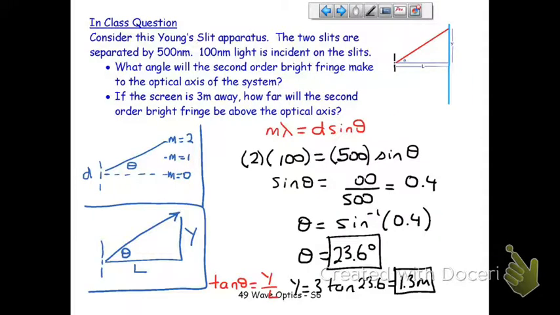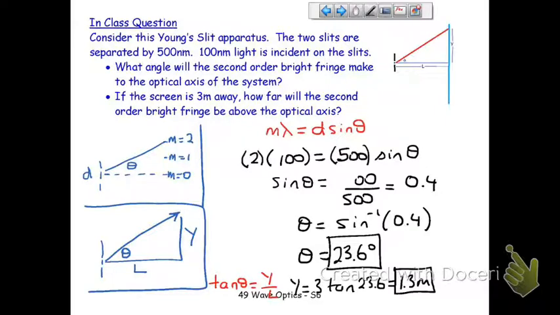So here's an example. I guess I started doing some of these things before we had the videos and the like. So basically, let's do a problem. Consider the Young slit apparatus. The two slits are separated by 500 nanometers. 100 nanometer light is incident on the slits. So first question, what angle will the second order bright fringe make to the optical axis?